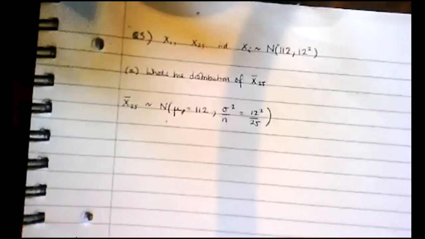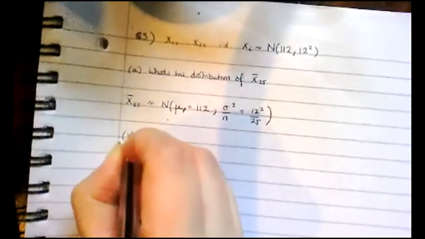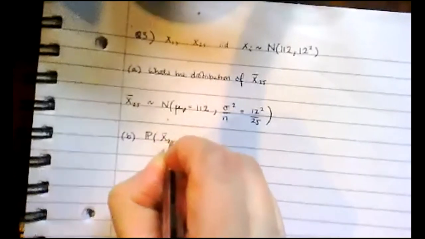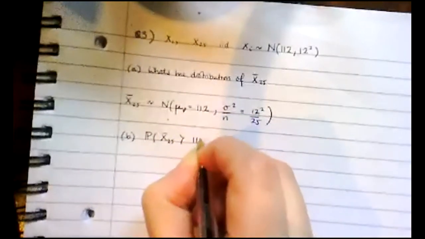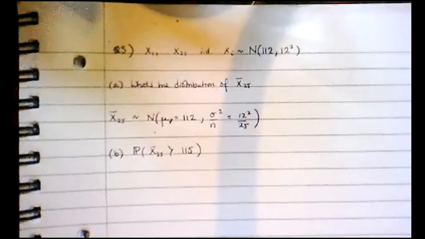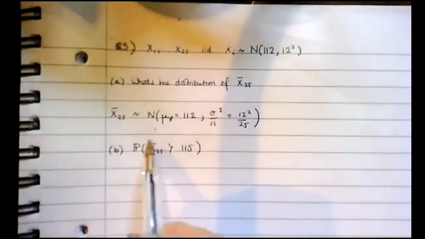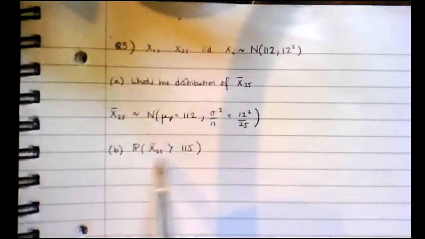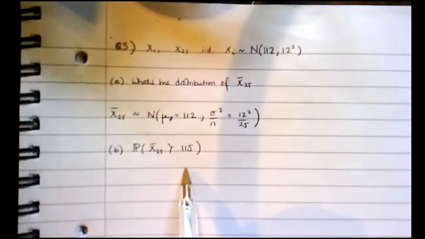Now the next part of the question was asking us for a probability: the probability that x bar 25 is bigger than 115. It is helpful that we're able to answer part A in order to do this, because we can use it for part B. We've got x bar 25, which we know the distribution of, so we should be fine with calculating this probability.